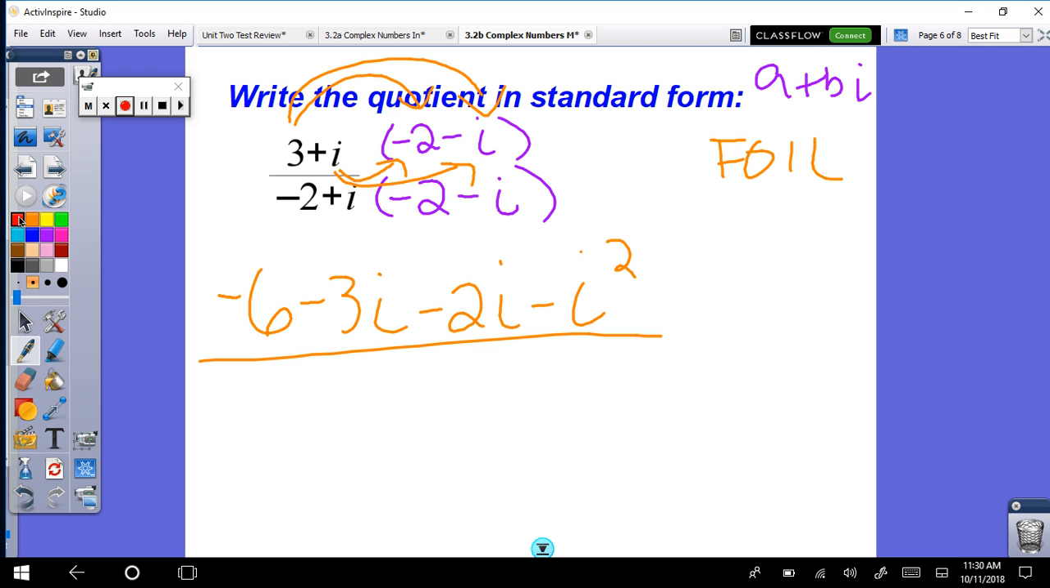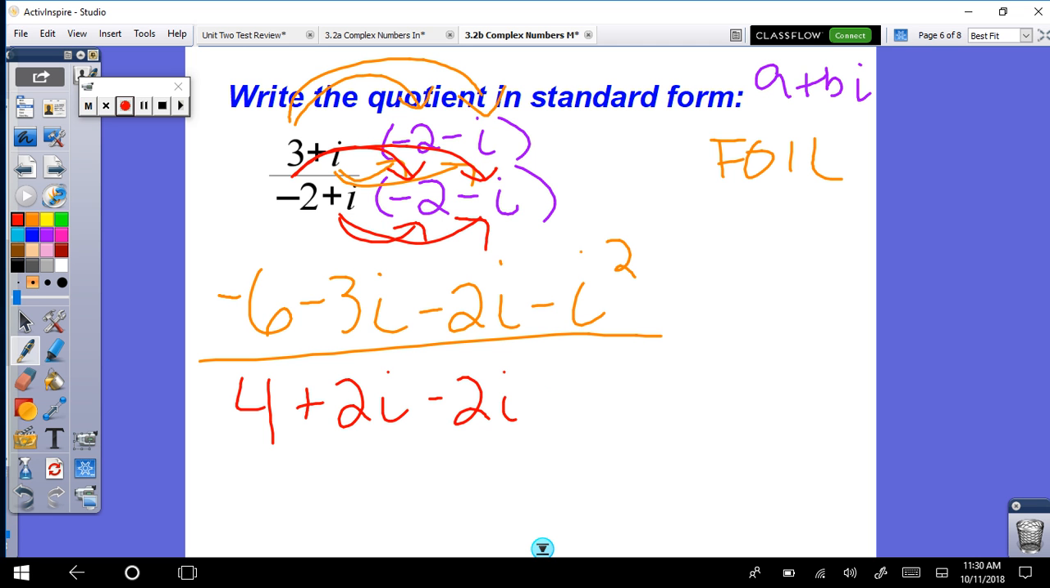So on the bottom, I get negative 2 times negative 2 is 4. Negative 2 times negative I is going to be positive 2I. I times negative 2 will be negative 2I. And I times negative I will be negative I squared. So look what happened on the bottom. That's what I want to happen. I want the imaginary part to disappear on the bottom, and not disappear, but equal 0.